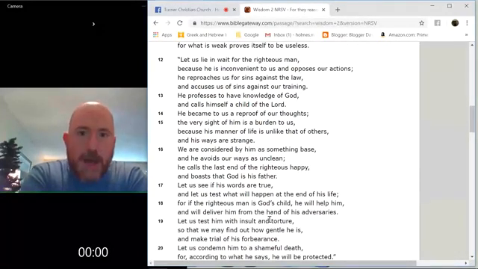This section, I'm going to read it, and as I'm reading it, I want to see if you can identify where this is very similar to the New Testament.